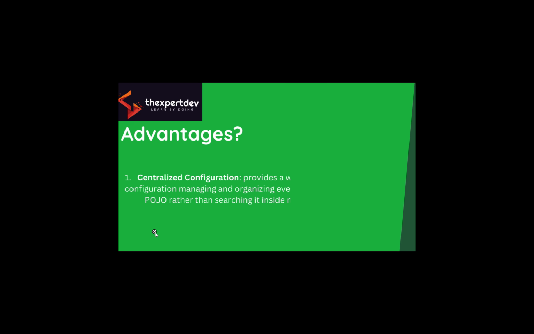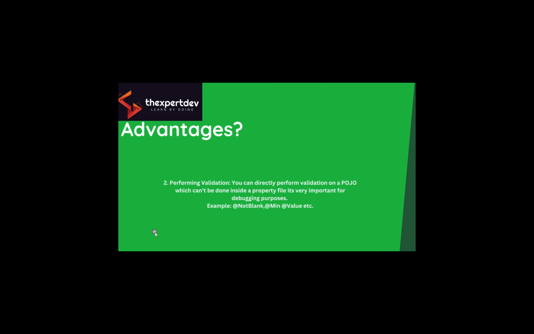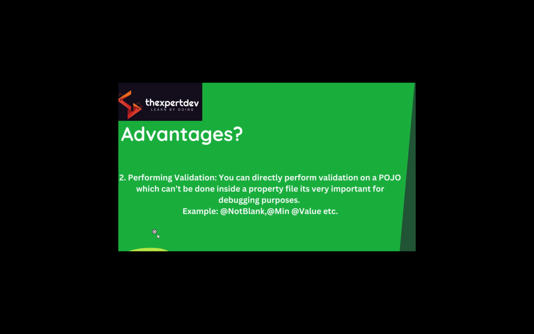Some of the advantages we get from this is we have centralized configuration. This approach is usually good in providing a way to achieve a centralized configuration, managing and organizing every type of property inside a POJO rather than searching it inside multiple property files. Performing validation also, you can directly perform validation on a POJO.